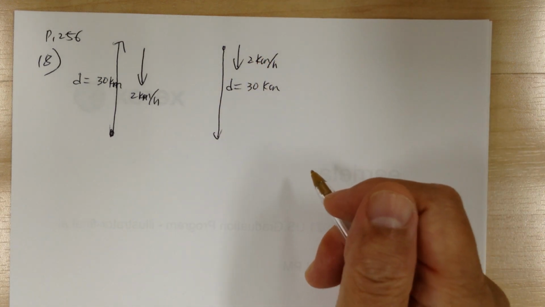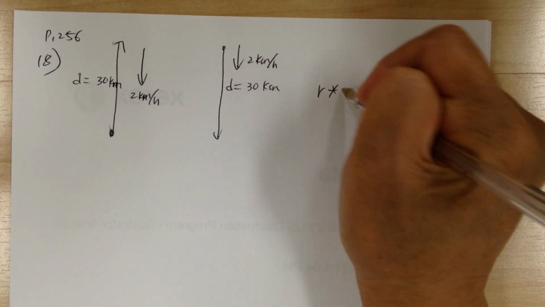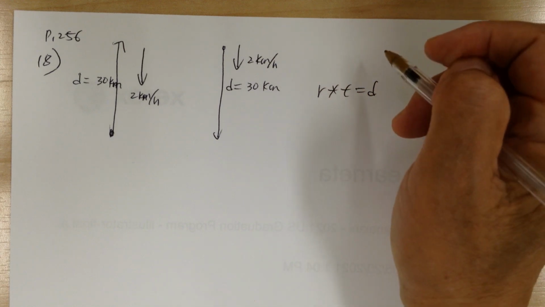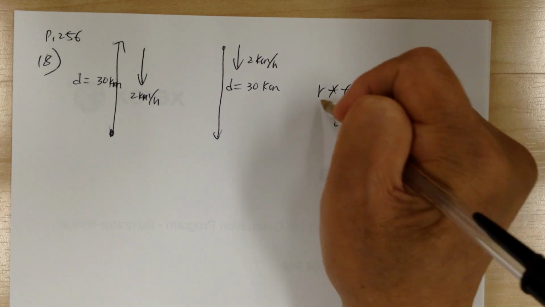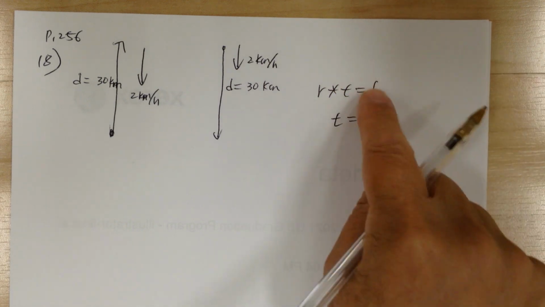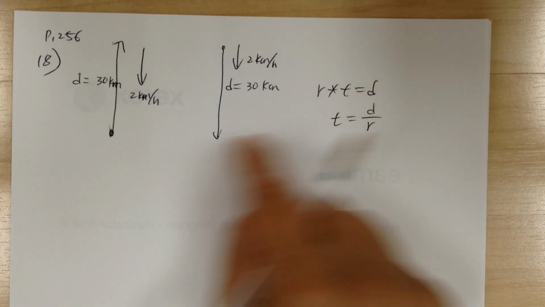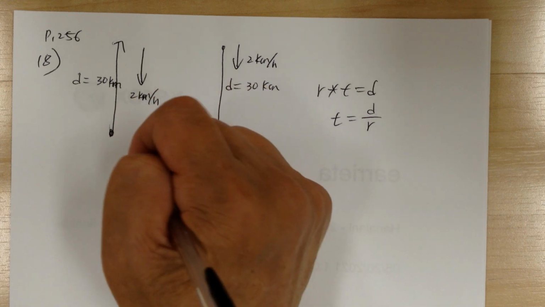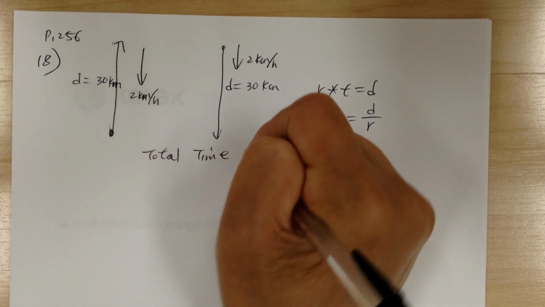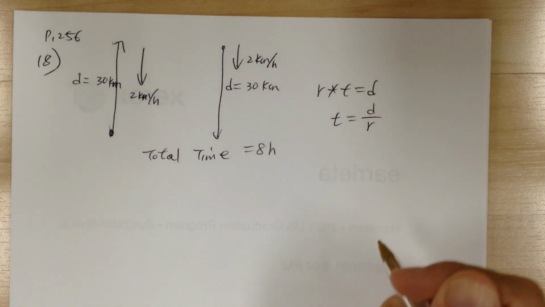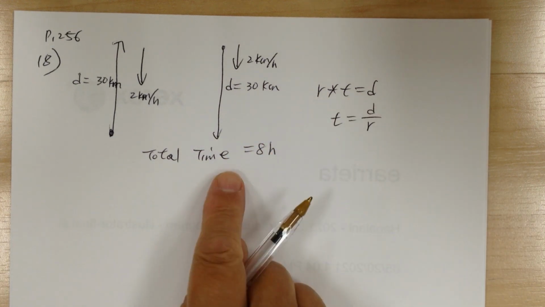Okay, so remember rate times time equals distance, right? And so the time will equal D divided by R, right? Divide both sides by R. Okay, so those are the formulas you need to use. Also, they tell you that the total time is equal to 8 hours. So let's go and look at the time.